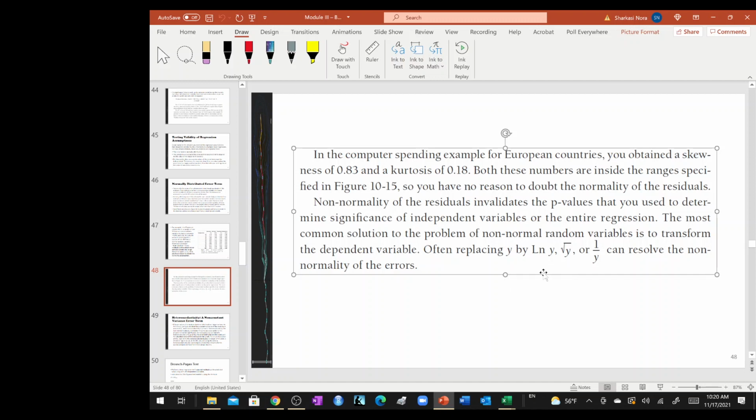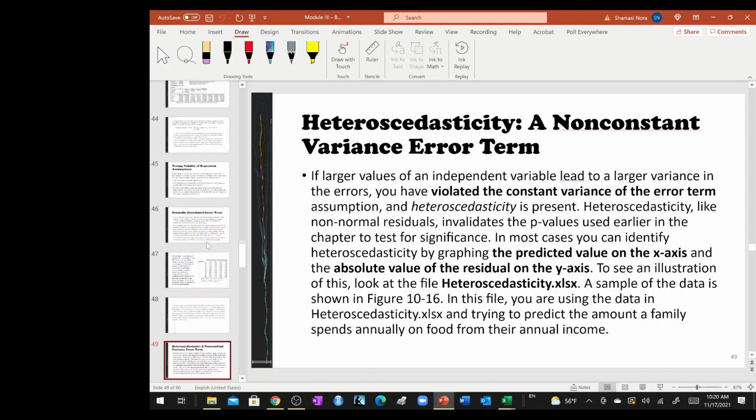But for now, guys, it's okay. I am going to give you these special cases. Special case 1, what happens if the normality assumption is invalidated? I'm going to give you examples. But for now, this is all right.